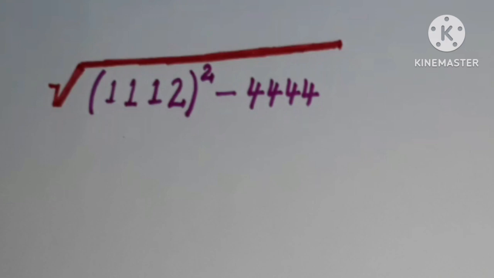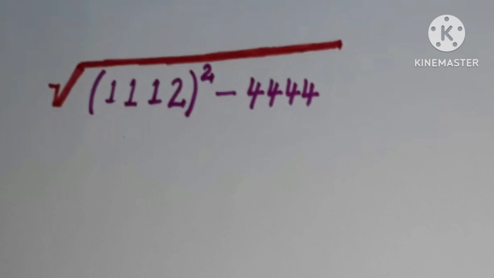Today we have this amazing question on your screen. That is root under (1112)² minus 4444. How can we solve this question? We have this question: it is 1112 square minus 4444. How can we solve this question?